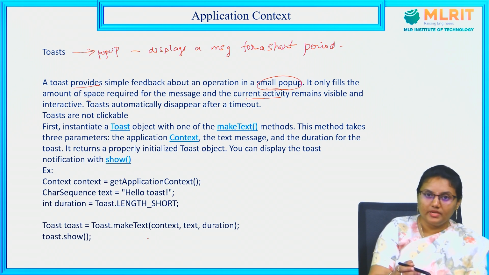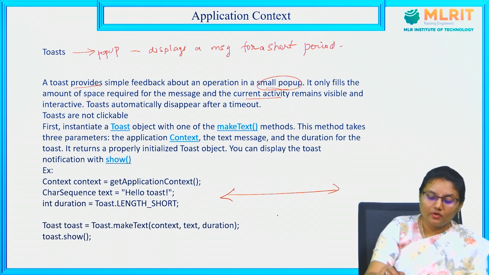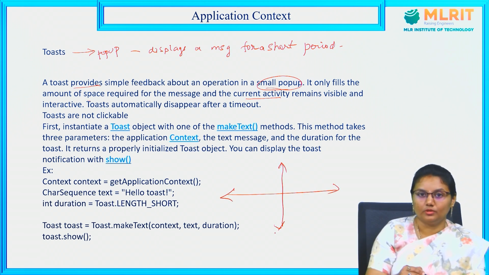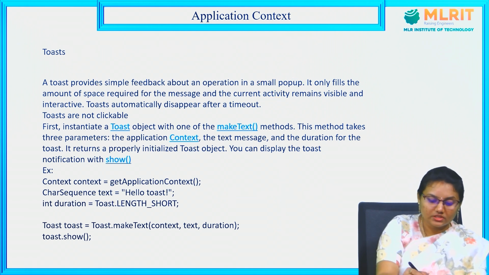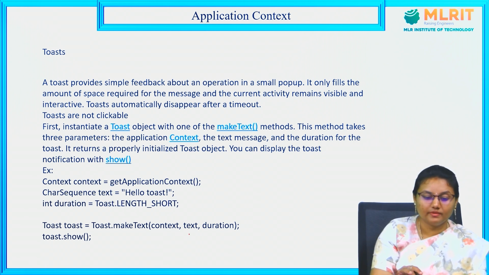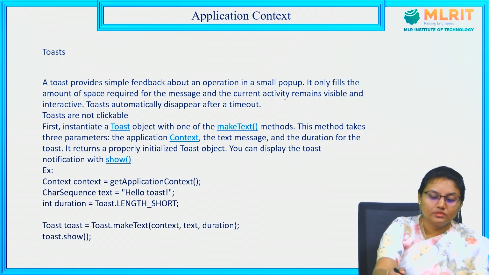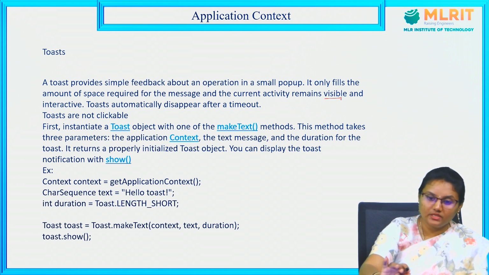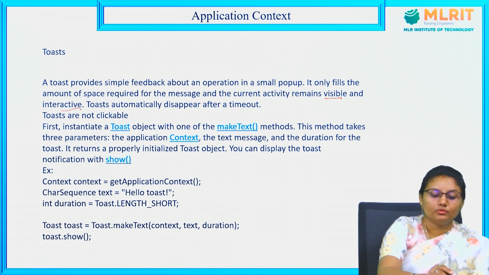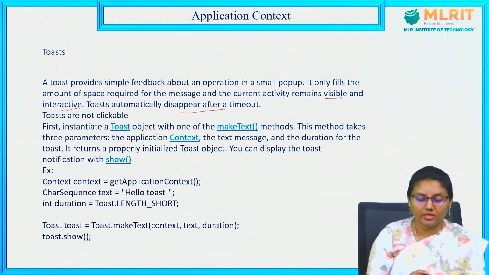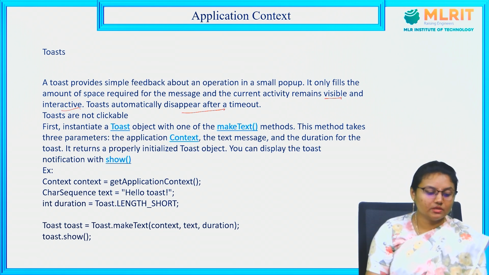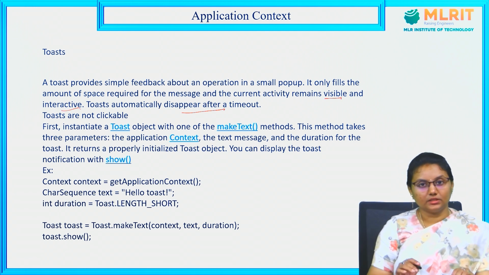Whenever you are displaying a layout, you are giving the width of the layout and you are giving the height of the layout also. But for this Toast, no need to set different properties. What happens? You have this window, it will just display on the screen, and again it will vanish. So that is what they use it for. The current activity remains visible and interactive. Toast automatically disappears after a timeout. After a particular timeout, it will disappear. So these are not clickable. You cannot click the Toast message.